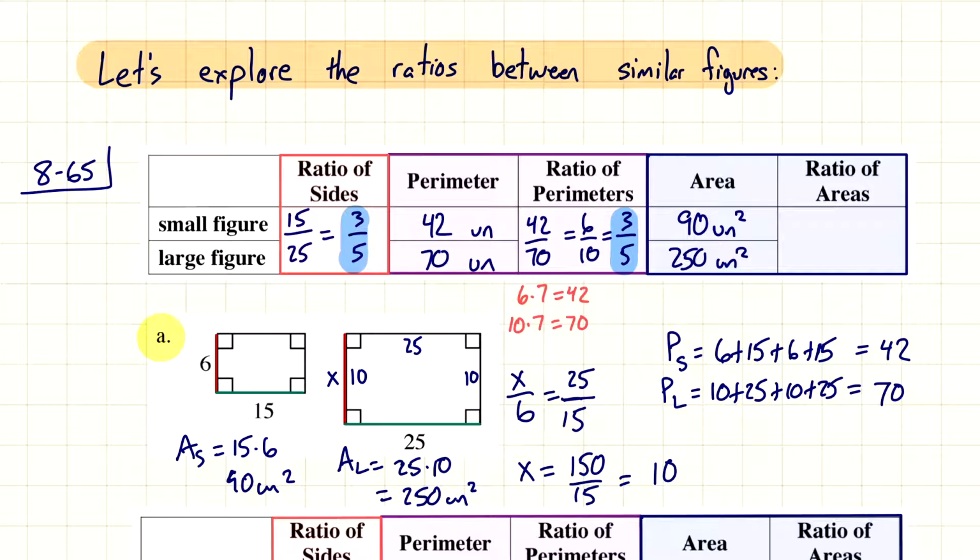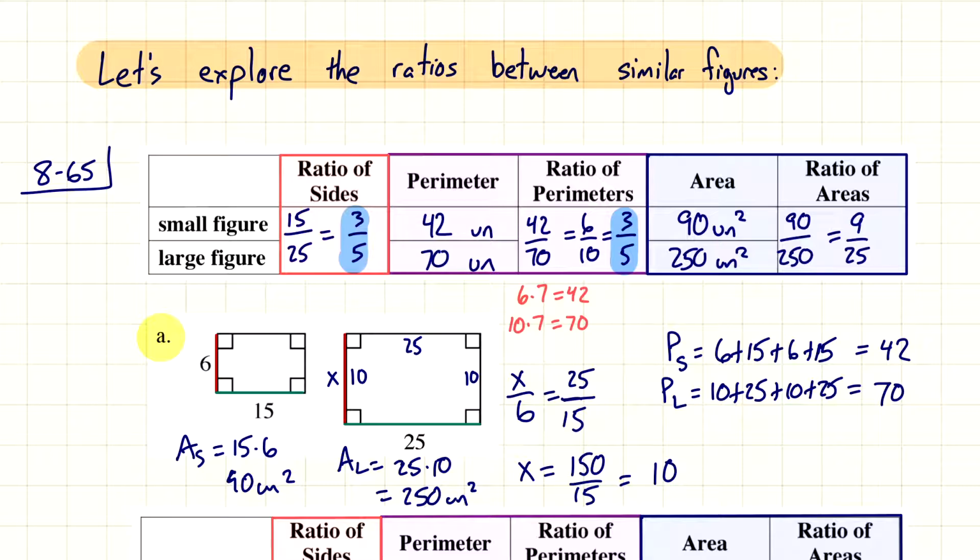So if I'm looking for the ratio of areas, I'm just going to write a fraction. I'm going to take those same measurements and put 90 over 250. Let me rewrite that, it looks sloppy. So 90 over 250. Now, does that reduce? Well, I noticed they both end in zeros, which means they're divisible by 10. So I could write that as 9 over 25. Now, does that reduce? 9 over 25, that one does not reduce.